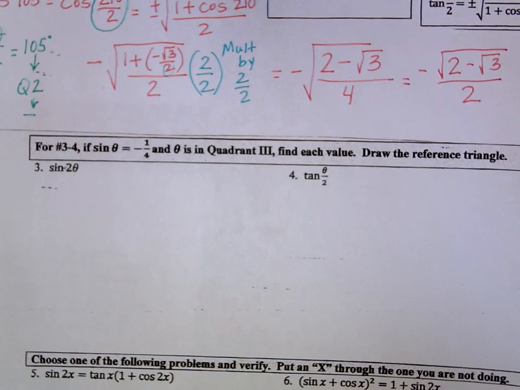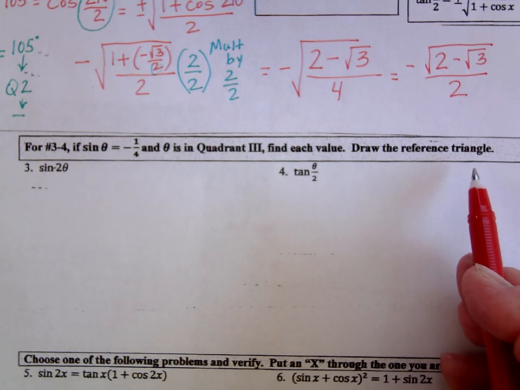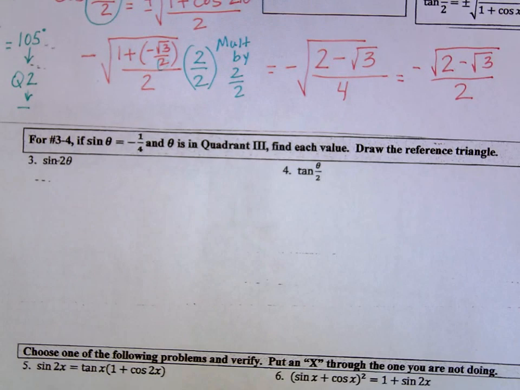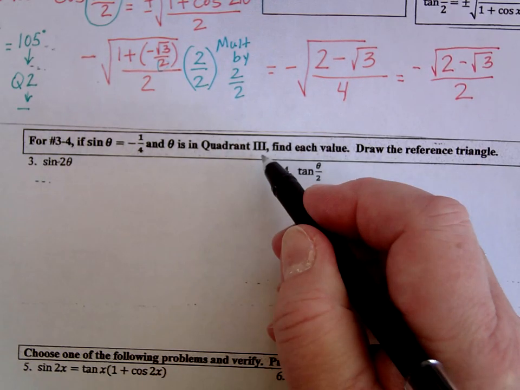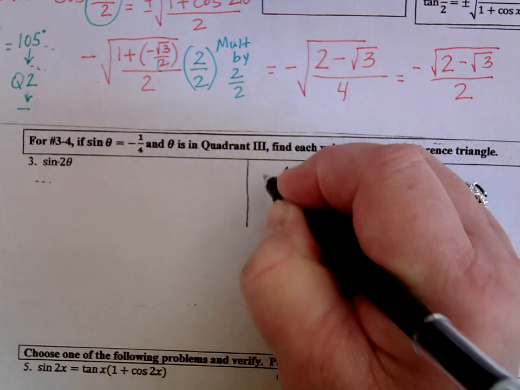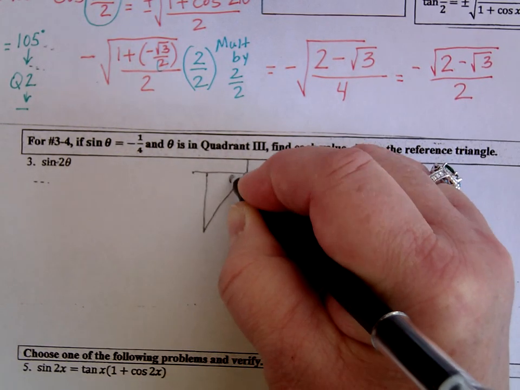Now, these make you have to create your own reference triangle. We've done that before with other things that we've seen in this particular unit. But my first job is to figure out what the reference triangle would look like. They tell me it's in quadrant 3. So I'm going to set it up in quadrant 3. Here it is. There's my theta.